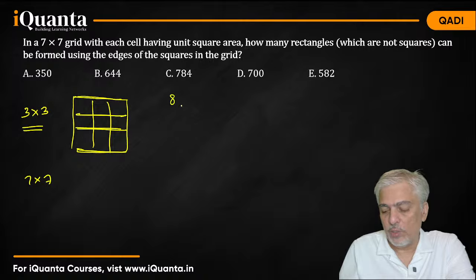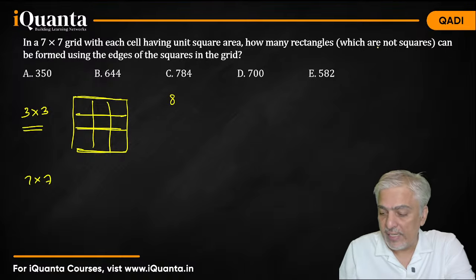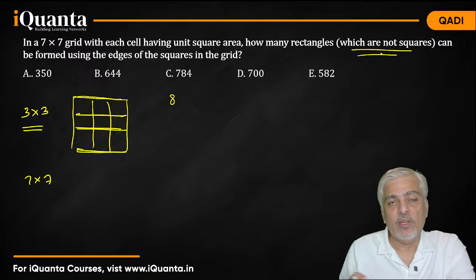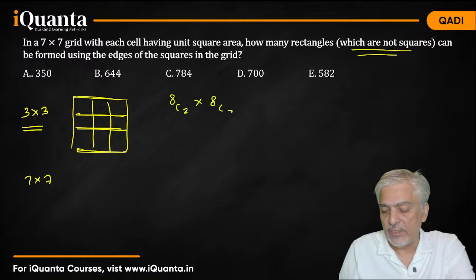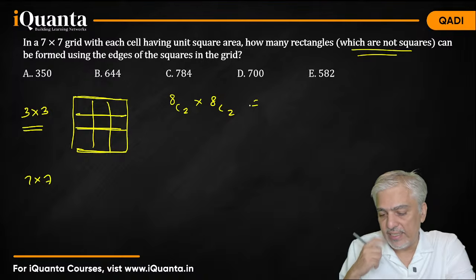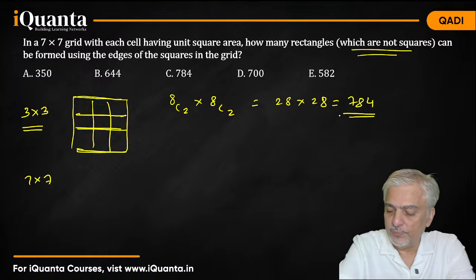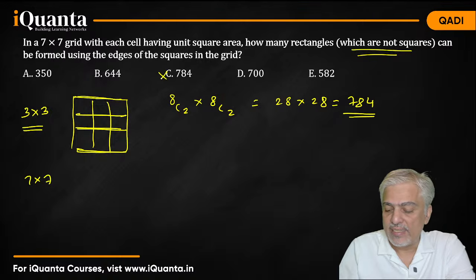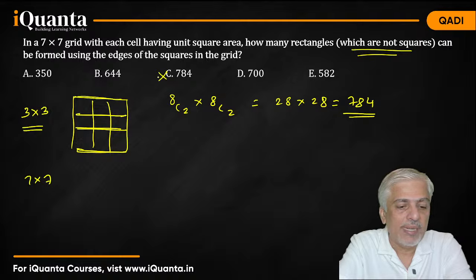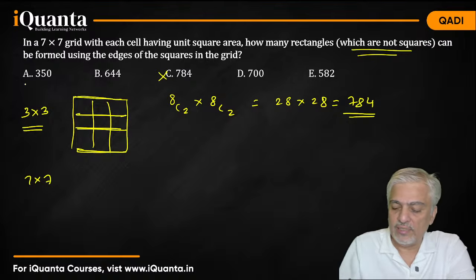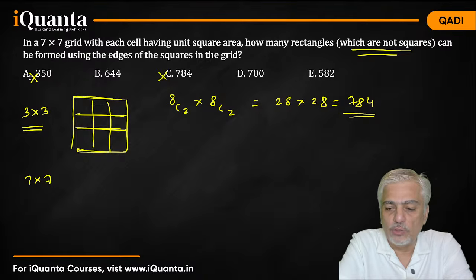If I look at the rectangles including the squares, it will be 8C2 multiplied by 8C2. How much is 8C2? 28. So 28 into 28 is 784. So the answer has to be less than 784 because I have to subtract the squares, it can't be that large. So these two options are more or less out.